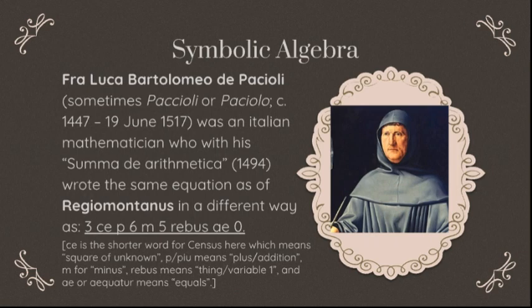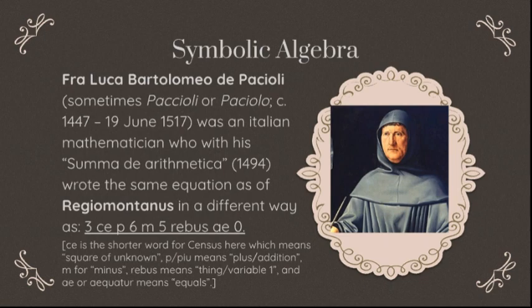Next, we have Fra Luca Bartolomeo di Pacioli, sometimes Pacioli or Paciolo, born in 1447 and died on June 19, 1517. He was an Italian mathematician who with his Somma di Arithmetica in 1494 wrote the same equation as of Regiomontanus in a different way as 3cp6m 5 rebus a 0.